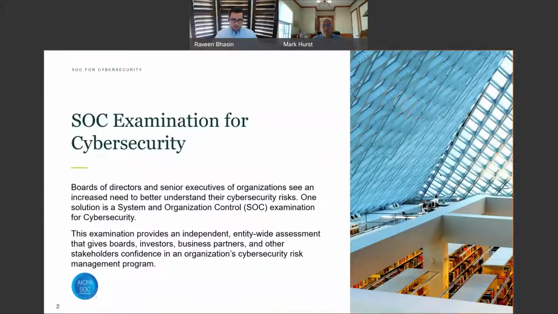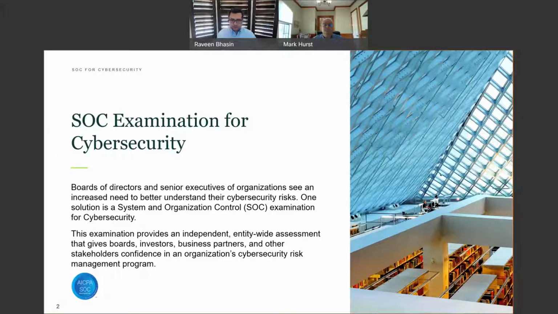So SOC examinations for cybersecurity, really, what's the need for this? Board of directors, audit committees, and executive management want to ensure that their organization's names don't appear on the front pages of the big dailies like the Wall Street Journal and New York Times for the wrong reasons. And we've seen a number of large enterprises and organizations appear on those front pages for the wrong reasons, such as EPHI breaches, ransomware attacks, credit card information leaks, and things of that sort.